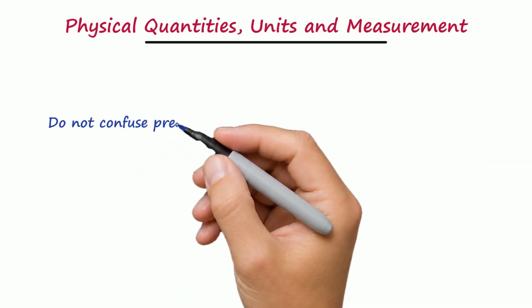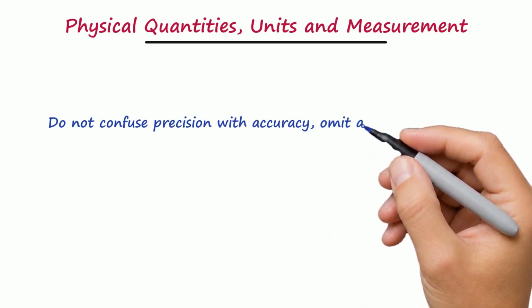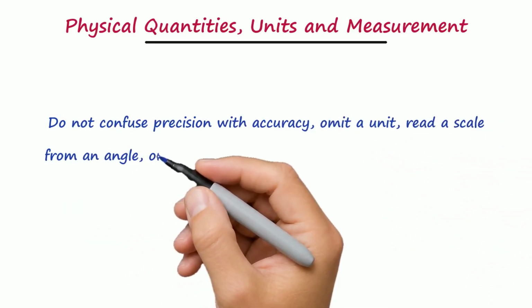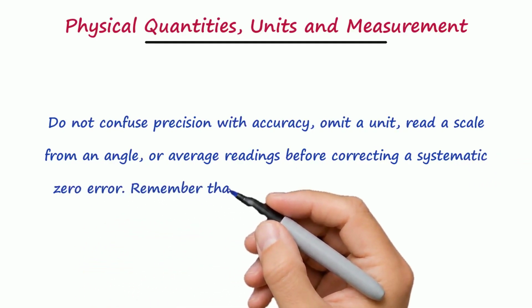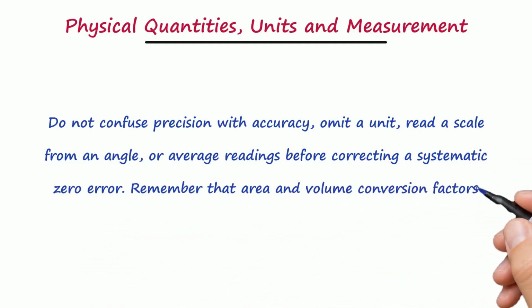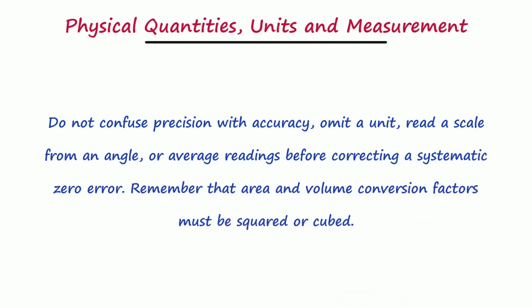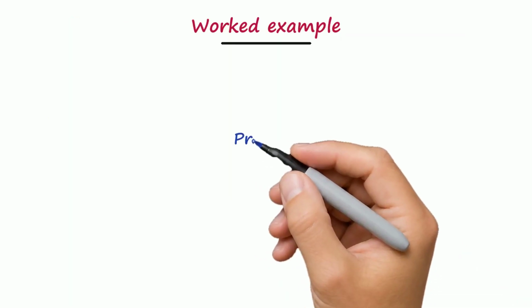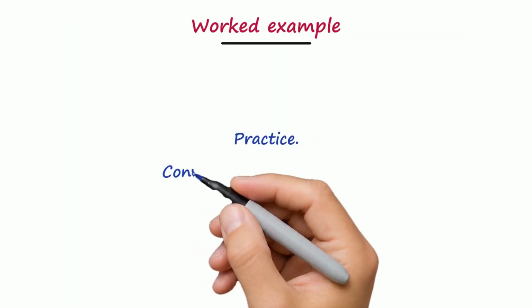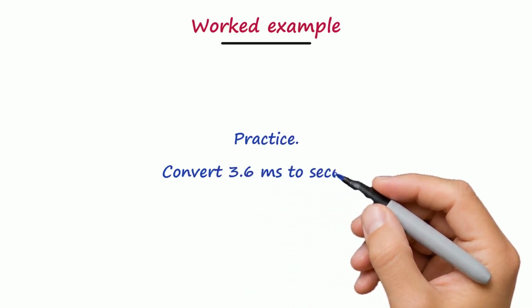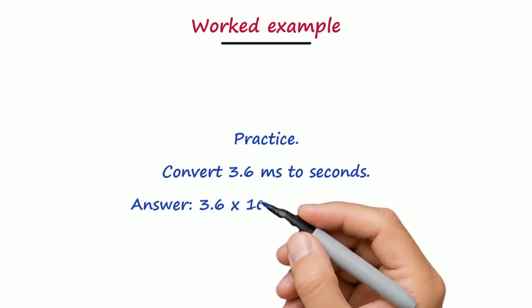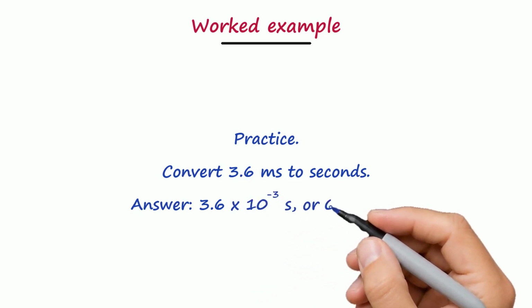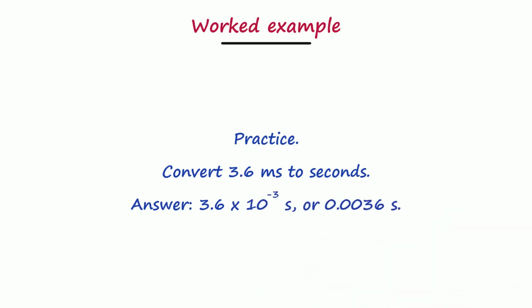Do not confuse precision with accuracy. Omit a unit, read a scale from an angle, or average readings before correcting a systematic zero error, and your answer will be wrong. Remember that area and volume conversion factors must be squared or cubed. Practice. Convert 3.6 ms to seconds. Answer: 3.6 times 10 to the power of -3 s, or 0.0036 s.